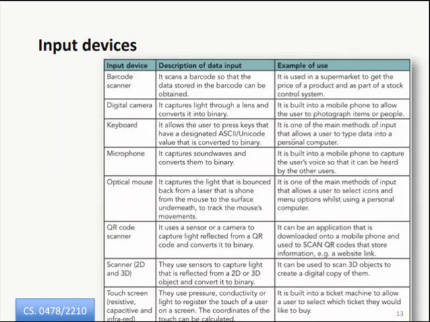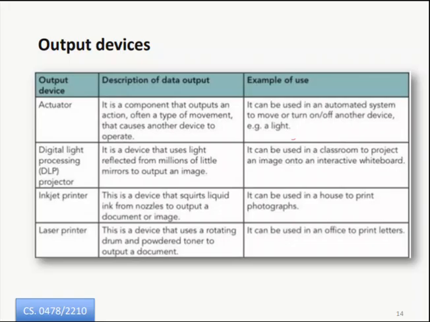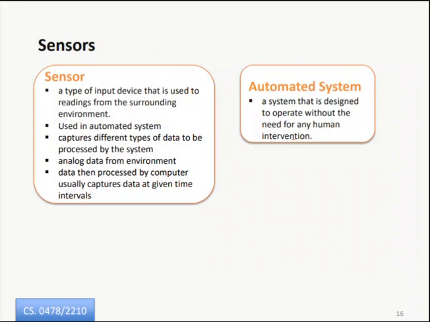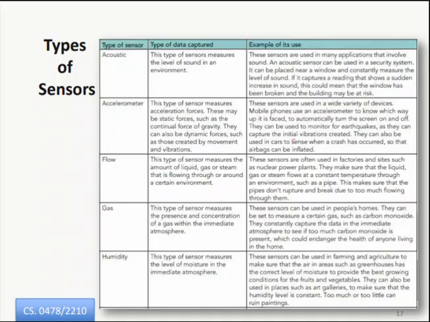Output devices: there were some input devices and then output devices, how the output devices work, their use, the description of them, and then some more output devices. Now this comes as the sensor and the automated system, used in automated systems, designed to operate without any human intervention. And types of sensor, like acoustic, whatever it is, just read those. You don't have to memorize all these things, just read it.